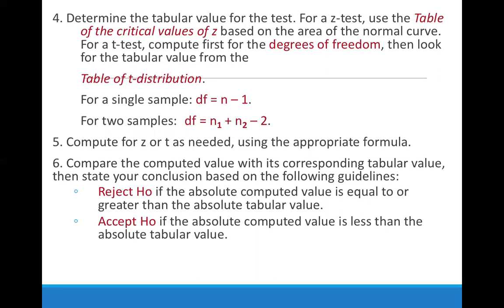So the tabular value is also called the critical value. And we accept the null hypothesis if the absolute computed value is less than the absolute tabular value. And then the last one is to draw or state the conclusion. So this is based on the hypothesis that is not rejected.